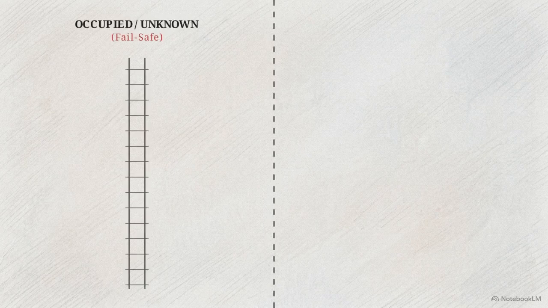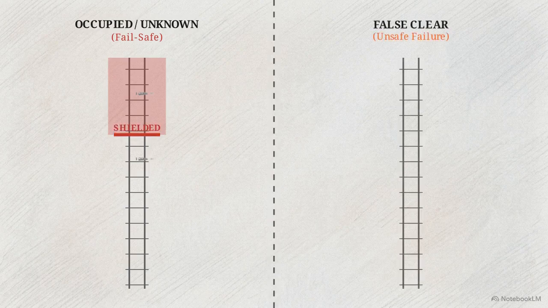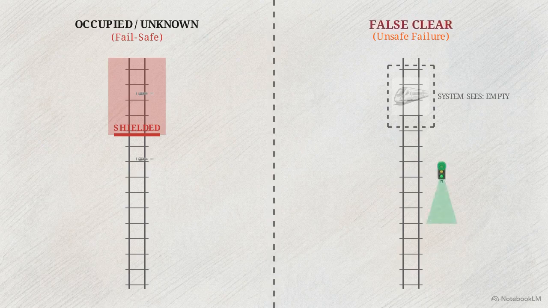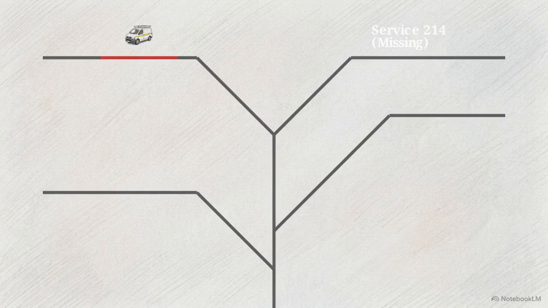This timeline flowchart compares two distinct errors. An unknown or occupied status acts as a shield, safely blocking trailing trains from advancing. A false clear actively lies. It tells the system the track is empty, directly inviting a second train to accelerate into an occupied zone. The fault is not contained to one train.